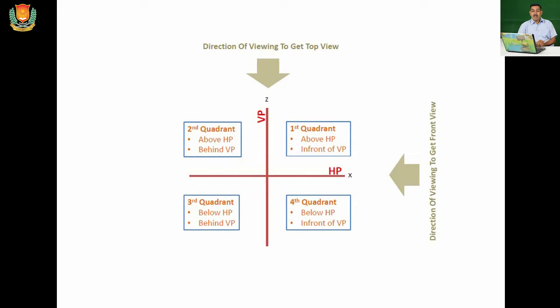If the object is above HP and behind VP, it means the object lies in the second quadrant. If the object is below HP and behind VP, it means the object lies in the third quadrant, and if the object lies below HP and in front of VP, it means the object lies in the fourth quadrant.